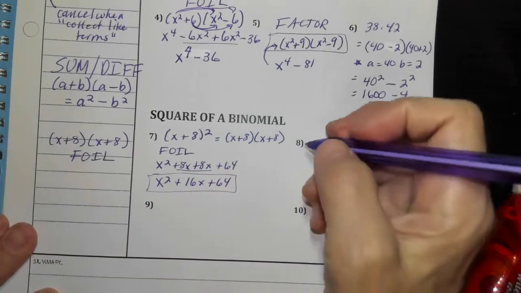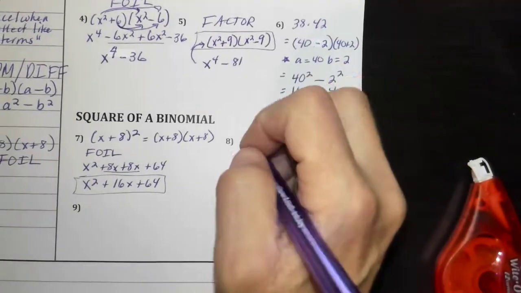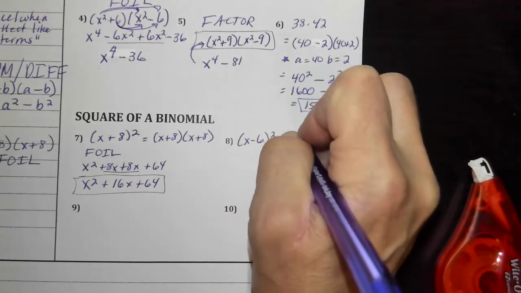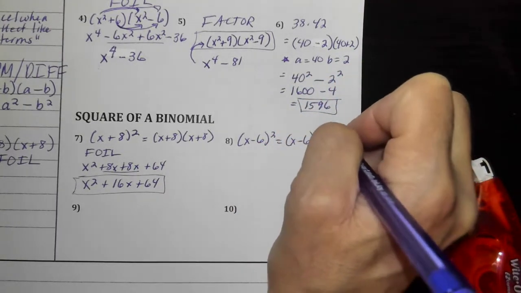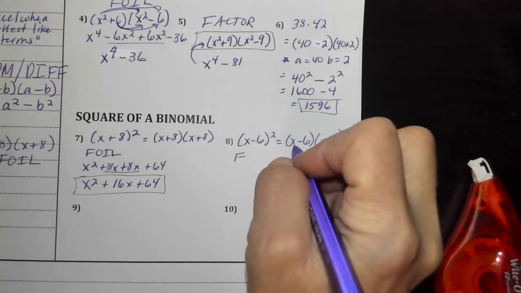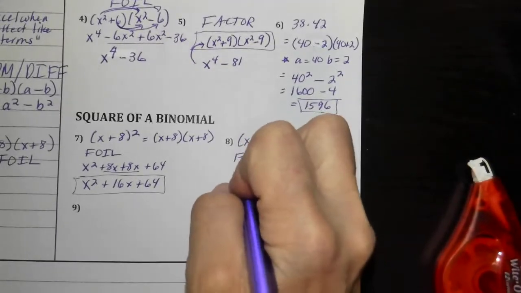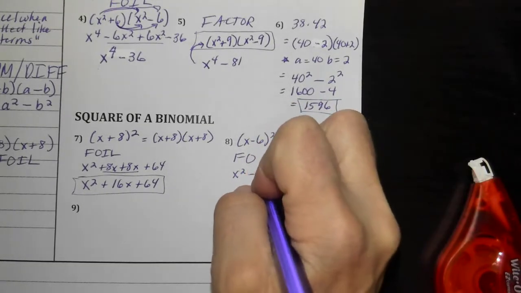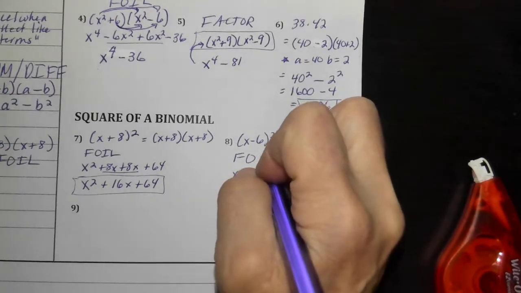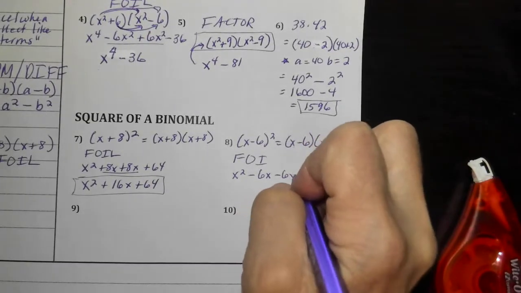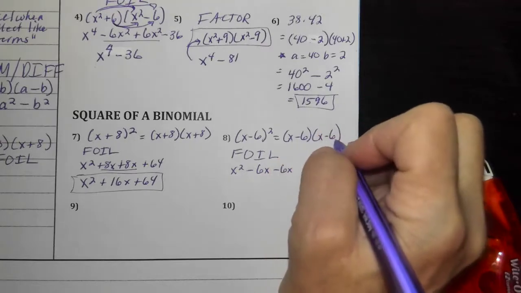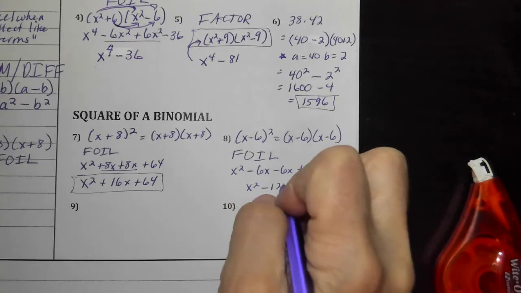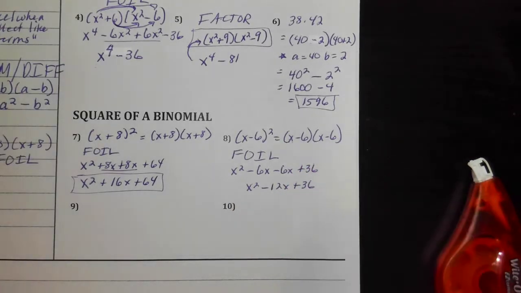Okay. Number 8. What if we have subtraction? x minus 6 squared. Well, that's going to be the same as taking x minus 6 times x minus 6. And if I FOIL it, first times first is x squared. Outside would be x and negative 6, minus 6x. Inside would be negative 6 and x, which is negative 6x. And last terms would be negative 6 and negative 6, which makes a positive 36. x squared minus 12x plus 36.